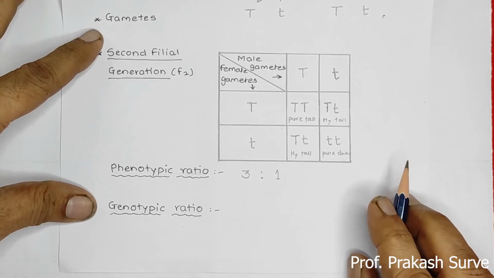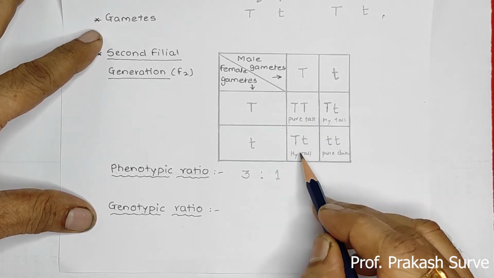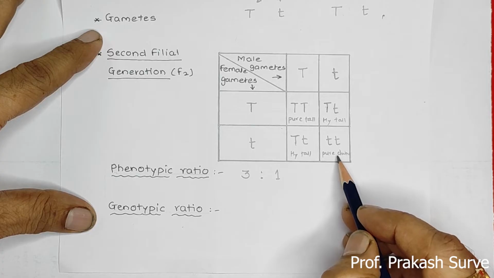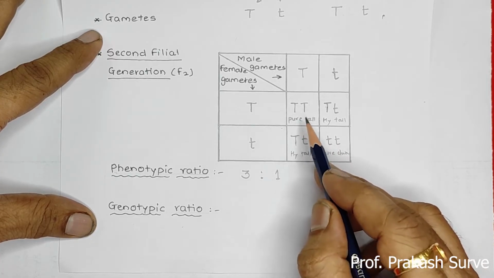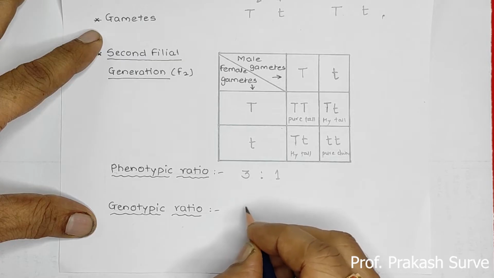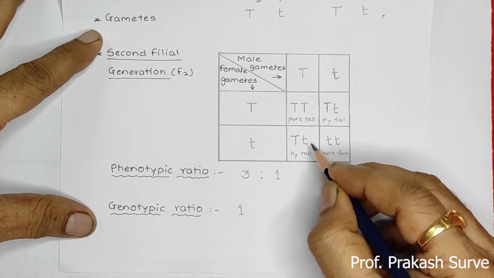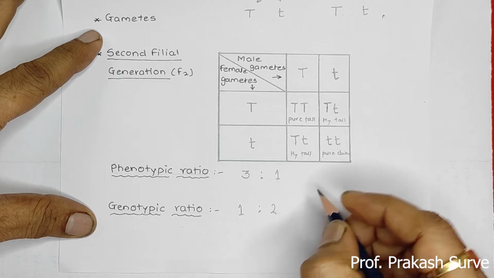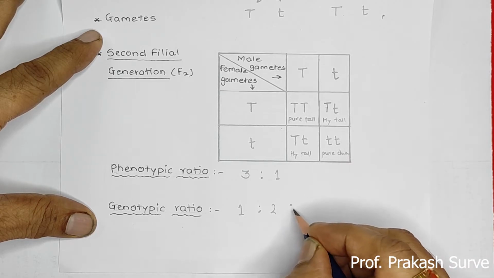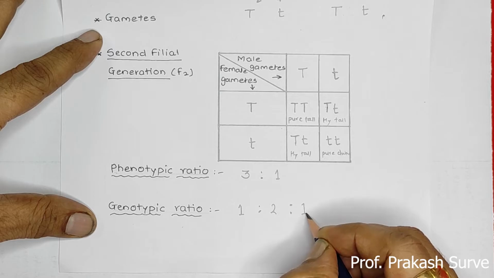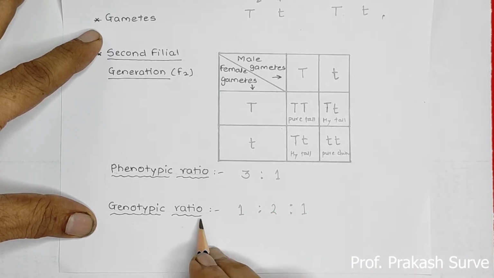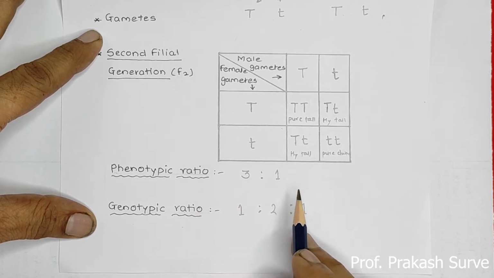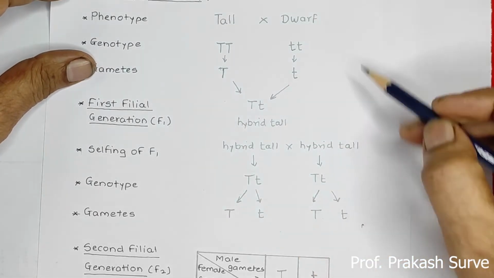Now genotypically, if you observe, this one is a pure tall, these are hybrid tall, and this one is the pure dwarf. So genotypically we get 1 pure tall, and 2 hybrid tall, and 1 pure dwarf. So what we get as the genotypic ratio is 1:2:1. The phenotypic ratio we get is 3:1. Okay, so this way we can write about the monohybrid cross.